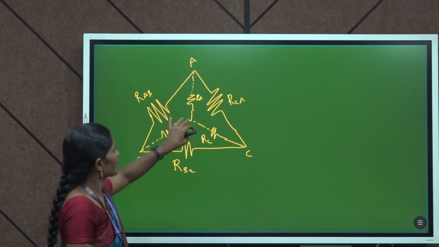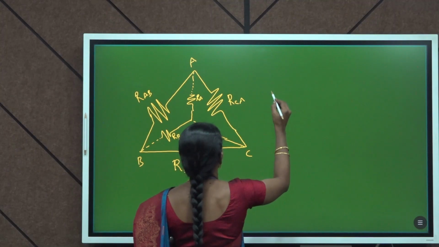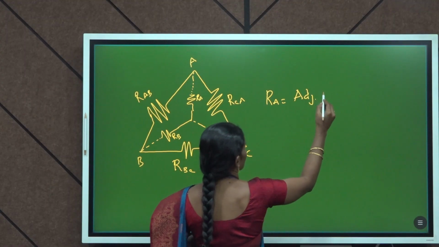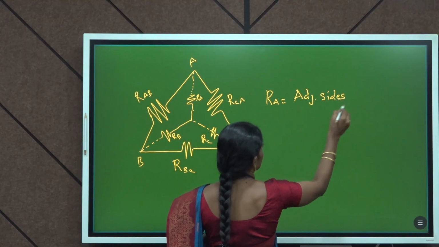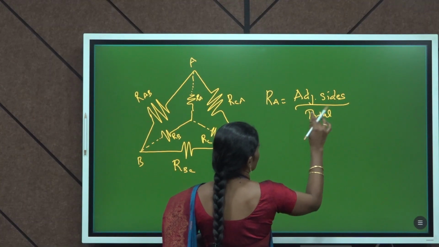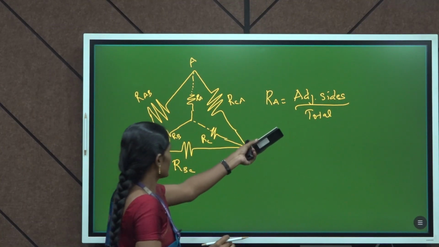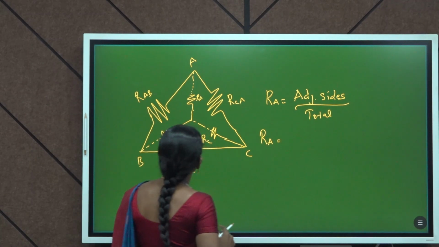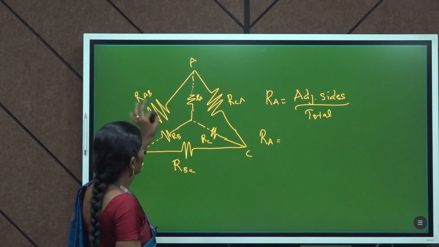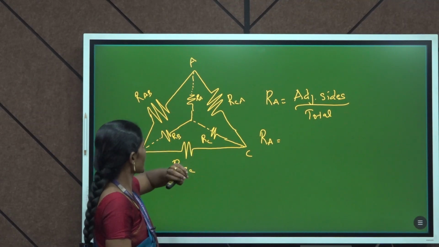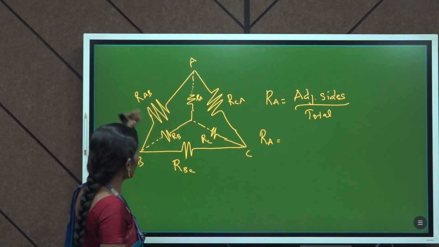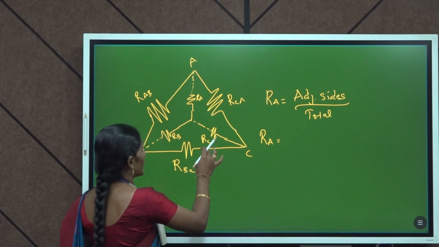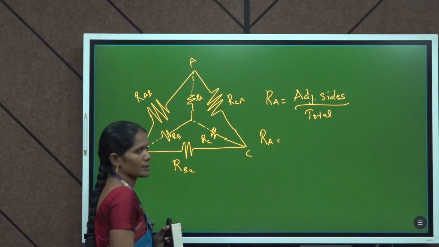We can find the star resistance by using the smallest and simplest formula: adjacent sides divided by total resistance. The given delta amounts are added to get this total. For star resistance RA, RAB and RCA come under adjacent sides. For RB, RAB as well as RBC are the adjacent sides, and for RC, RCA and RBC are the adjacent sides.